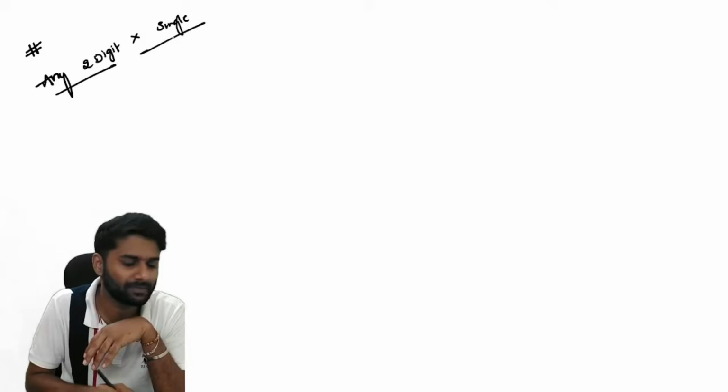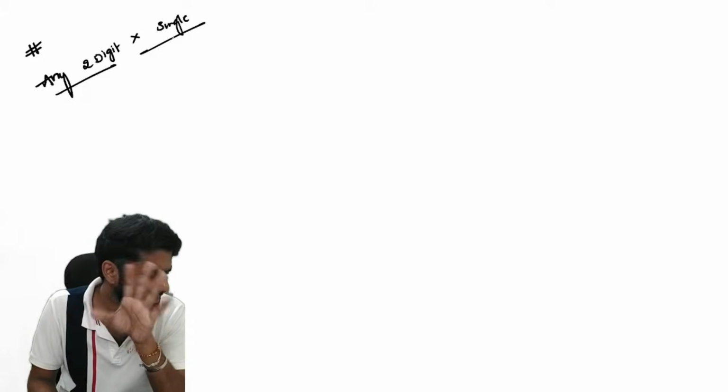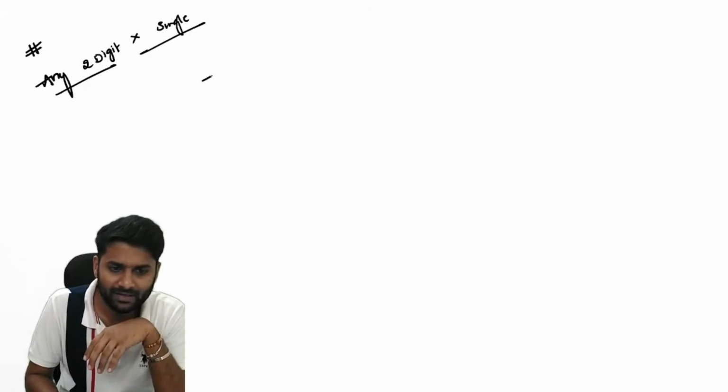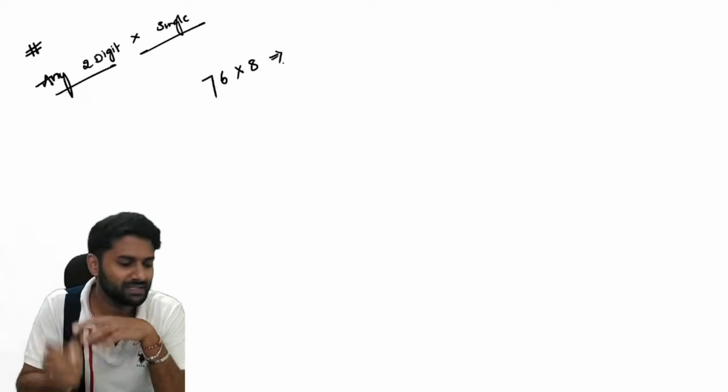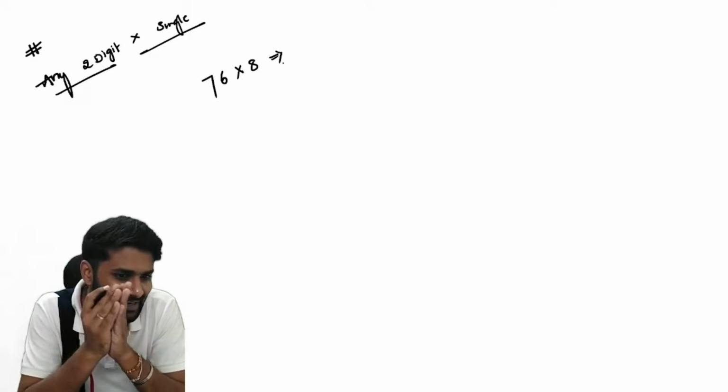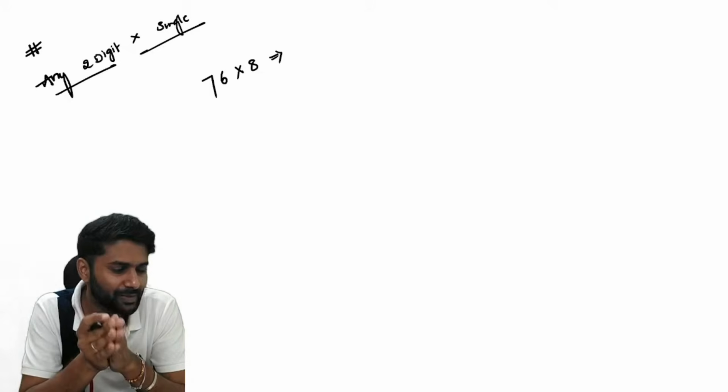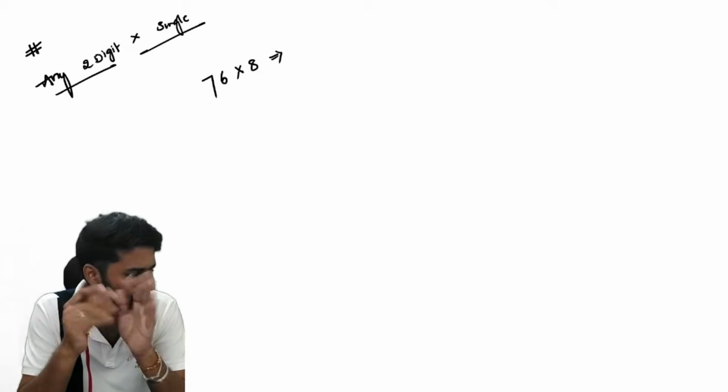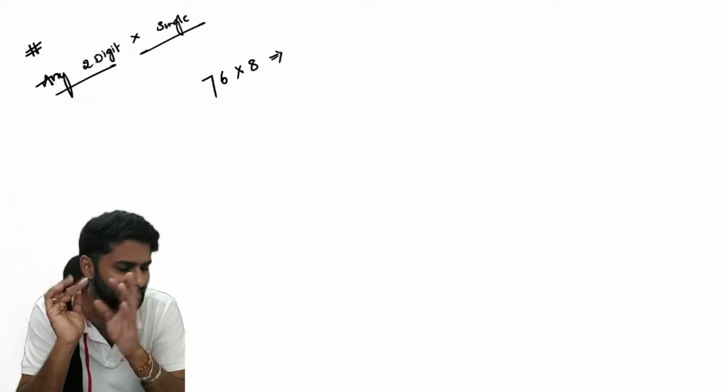If any two-digit number is multiplied with any single digit number, you can take any two-digit number and any single digit number. Let me take 76 multiplied with 8. What can be the resultant?